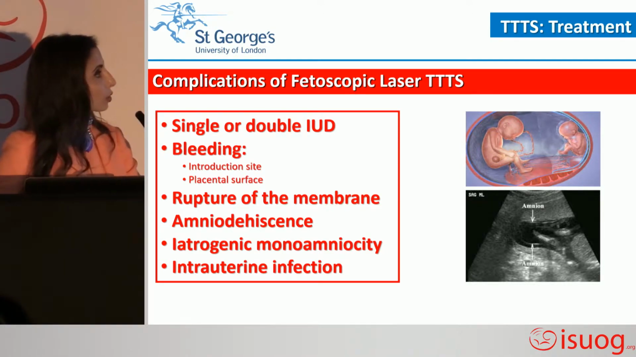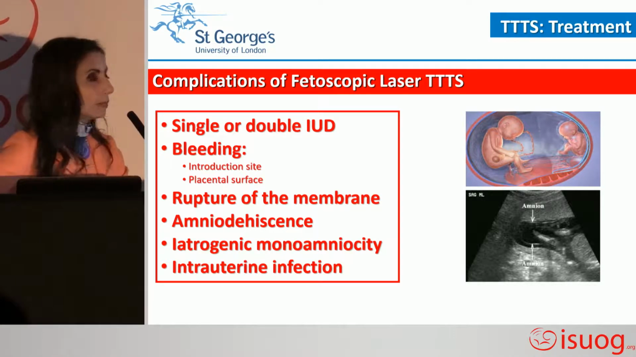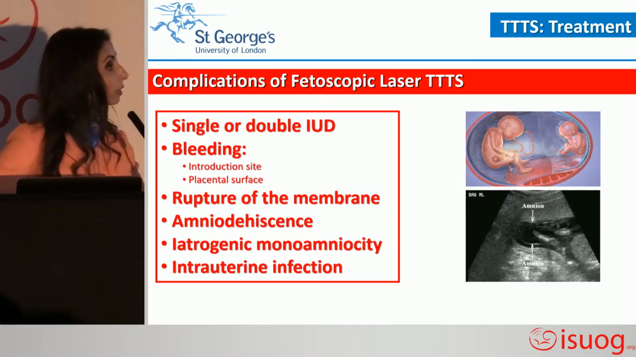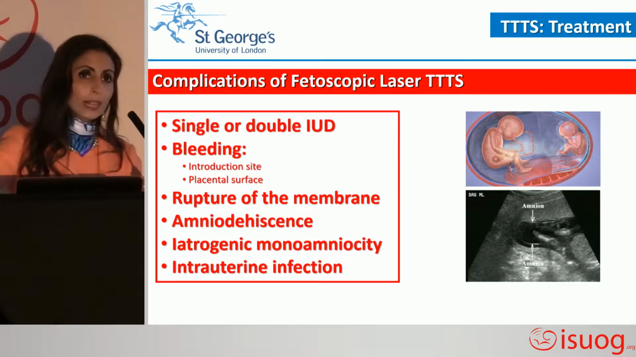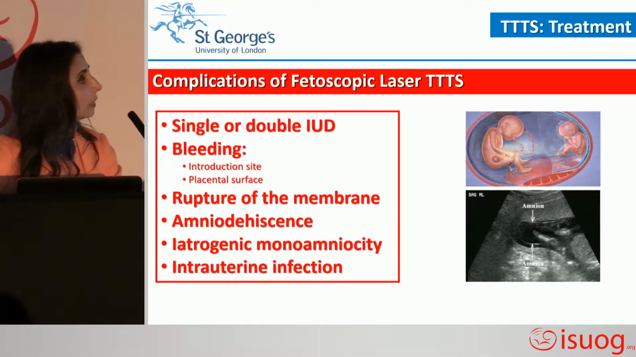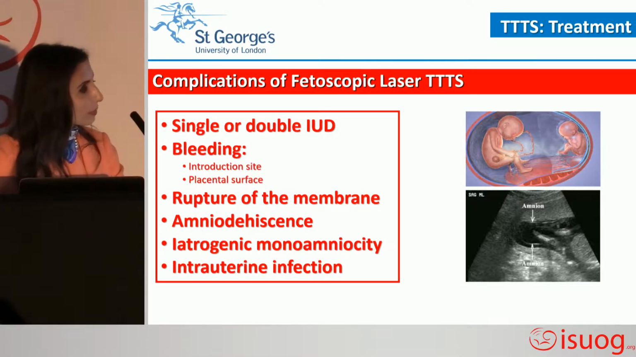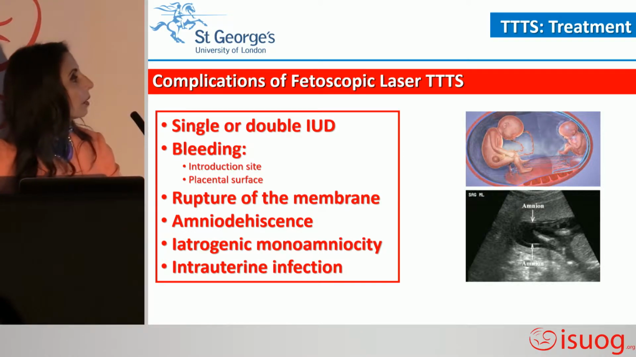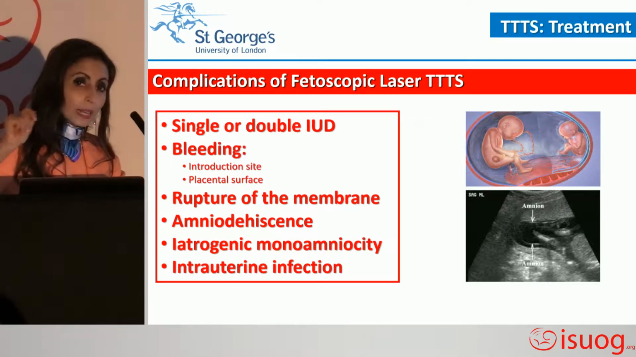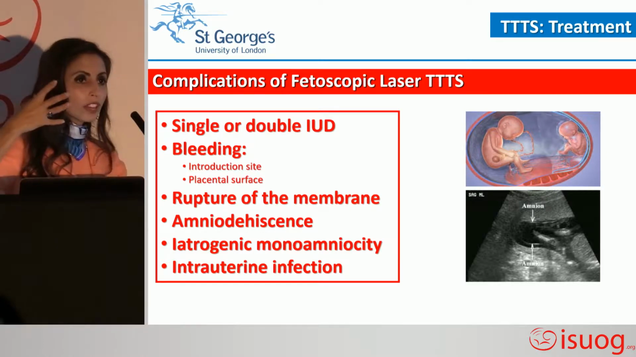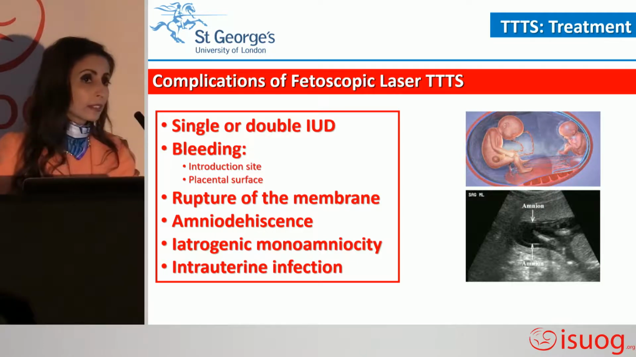So what are the complications of the laser that we need to counsel the parents about? Obviously the risk of single or double intrauterine demise. With any surgery, there's the risk of bleeding, and the bleeding could be from the introduction site, from the trocar, or from the placental surface, or when you're doing the laser, there's bleeding from one of the blood vessels. There's obviously the risk of rupture of the membrane after the procedure, and the risk of amniodehiscence, where the amniotic membrane is detached from the placenta. There's iatrogenic monoamniosity, and we saw cases yesterday, Lisbeth was talking about, the fact that sometimes with the laser, you actually convert an MCDA to MCMA twin pregnancy, and with any laser, there is the risk of infection, of course.